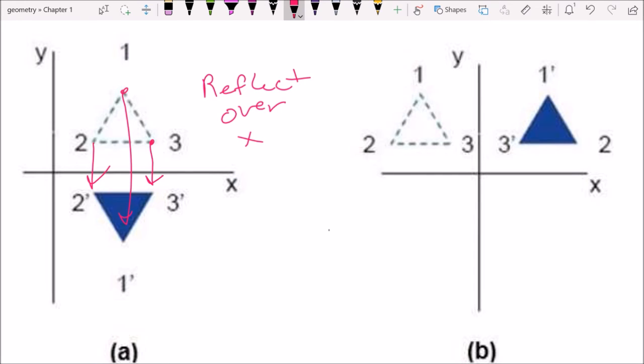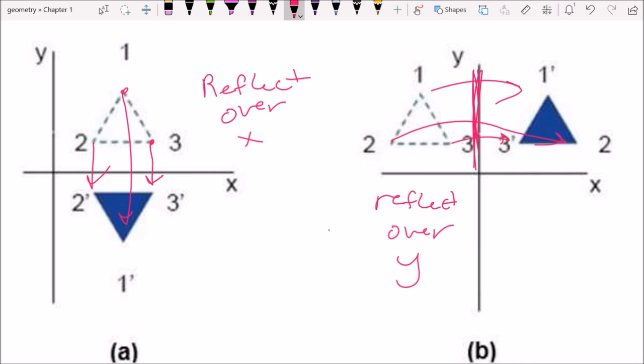What about the second one? Okay, 3 goes to 3, 2 goes to 2, 1 goes to 1. That's a reflection over the y-axis. So notice when I draw those lines, they're all crossing over the y-axis right there. That's how we know that it's the y-axis that we are reflecting across.